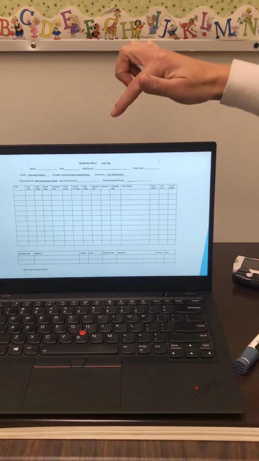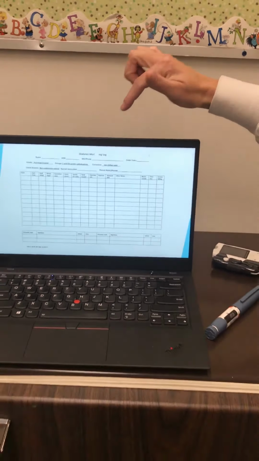And this is an example of a diabetes monitoring log that a school nurse, or any of the trained staff, uses as well. It would include the date, start time, staff initial, blood glucose level, correction dose, carb count, insulin for carbs, total insulin, injection site, whether any ketones are present, and you would initial and sign at the end.